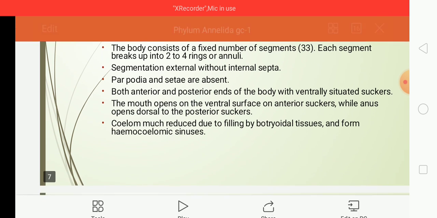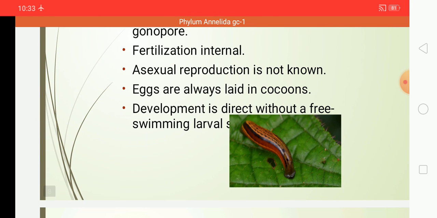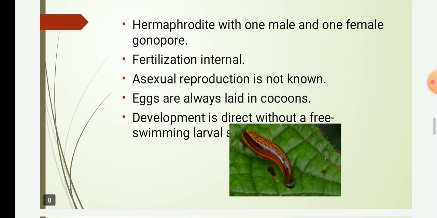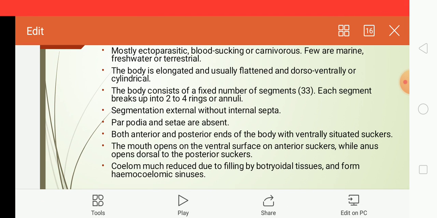For example, we can see that at the anterior part the sucker is present, and in the posterior part also the sucker is present. That is for attachment to the substratum or the surface of the organism or their host. Then the mouth opens on the ventral surface in the anterior sucker, while the anus opens on the dorsal surface at the posterior sucker. The anterior sucker forms the mouth, whereas the posterior sucker has the anus.